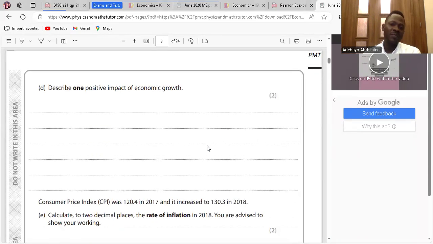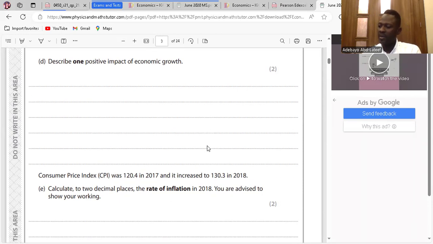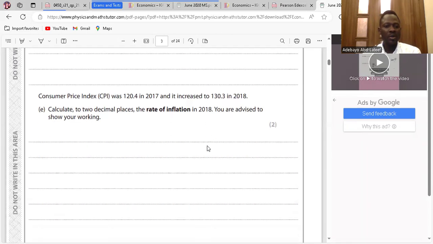Describe one positive impact of economic growth. An increase in employment, which will bring about a rise in the income level. One example of economic growth is increase in employment. What about the other options? We have increase in output, which will increase GDP. Increase in demand, which will bring about increase in revenue for firms. Improvement in living standards is also an example of economic growth. Clear? That's fine. So go to question E.